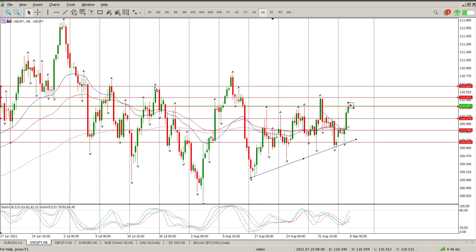Pick the inside tail. There's your next level. So first level is right here. That's 110.421, and the next one is 110.600. So those are your levels to the upside. Don't try and chase it further than that. There's way too much going on if you look to the left.